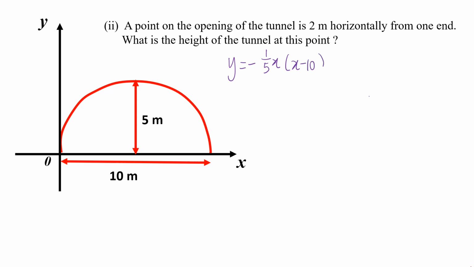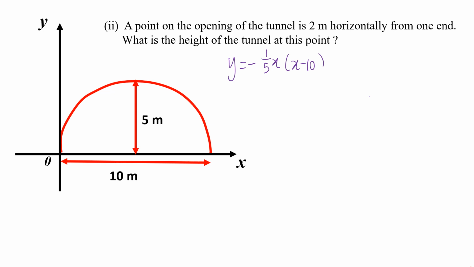The second part of the question is, you're told that there's a point on the opening of the tunnel, and that point is 2 meters horizontally from one end. So what is the height of the tunnel at this point?